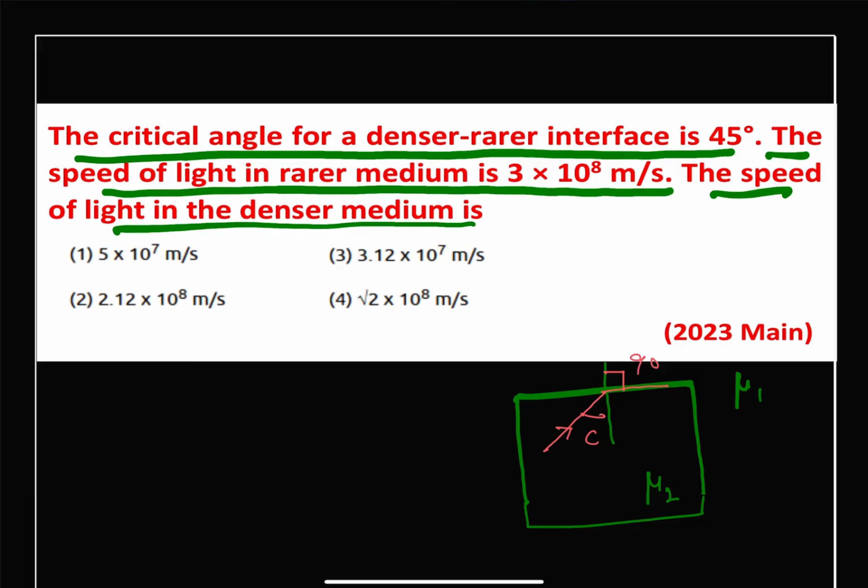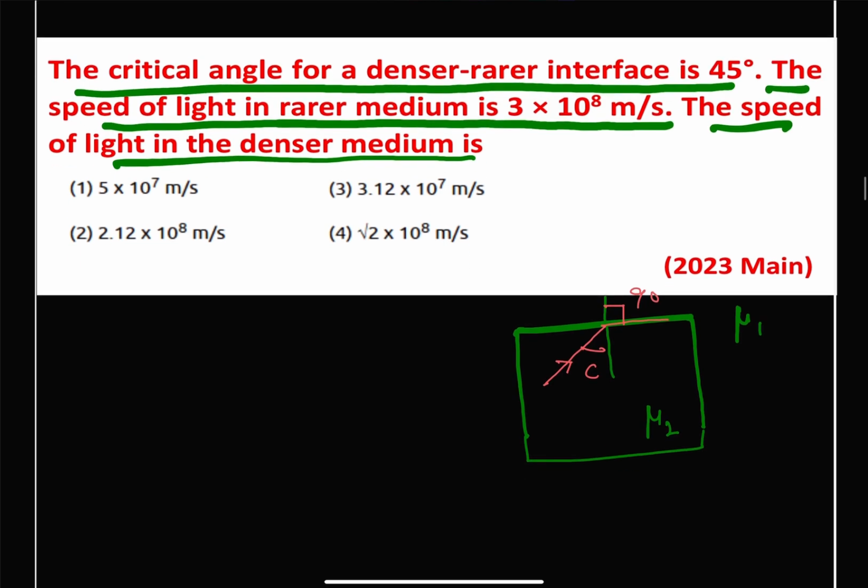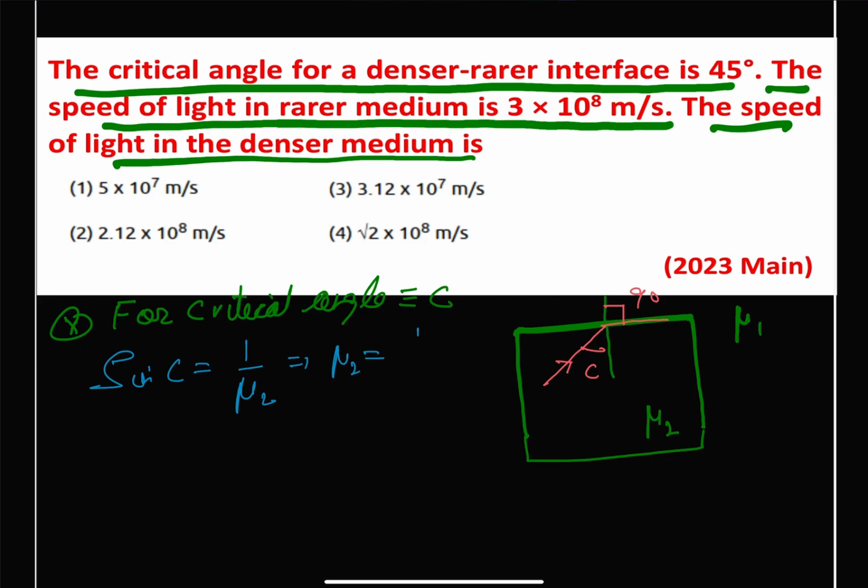So we know the relationship between the critical angle and the refractive index. For critical angle C, we can write that sine of C is equal to 1 upon mu2, and the critical angle is given as 45. So mu2 will be equal to 1 upon sine of 45, and this gives us that mu2 is equal to square root of 2. So we found the refractive index of the medium, and this is our denser medium and this is our rarer.